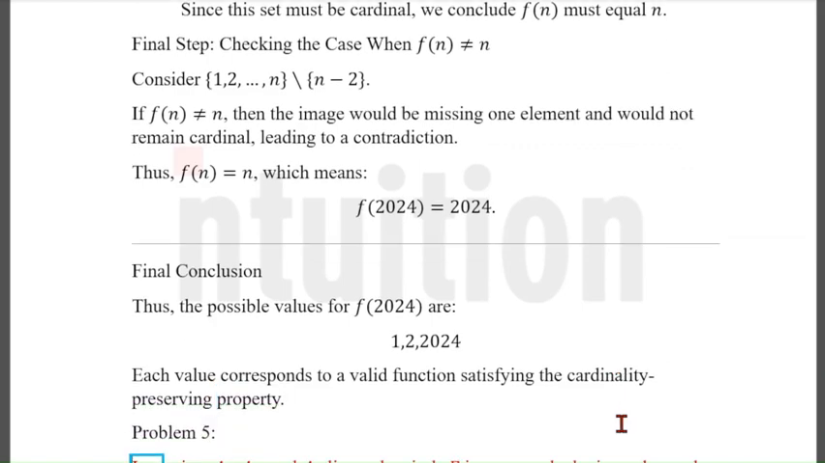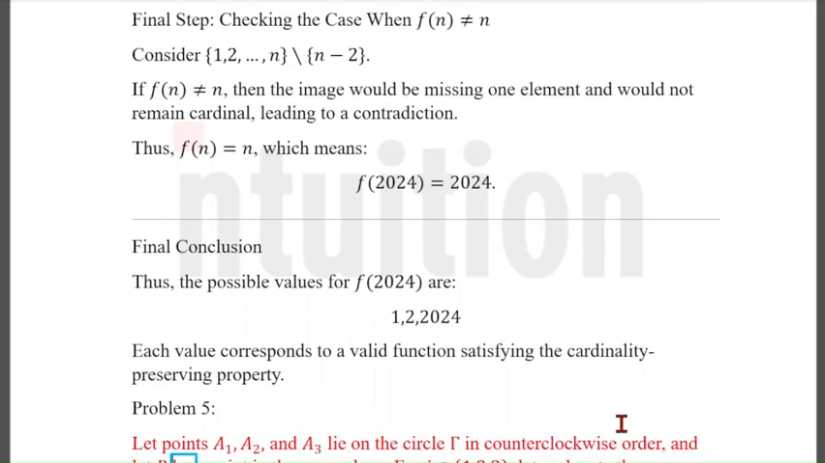Problem 5. Let points A_1, A_2, and A_3 lie on the circle Gamma in counterclockwise order, and let P be a point in the same plane.